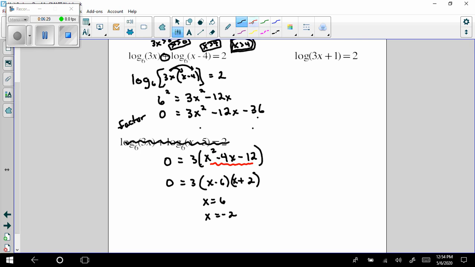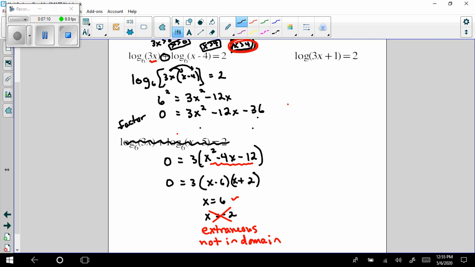So now you go back and look at your domain. Remember, x has to be greater than 4. Well, this one works. This one does not. So this one is an extraneous solution. It is not in the domain. Right here, if I say x is equal to negative 2, well, if I plug it in here, I'm going to get log base 6 of negative 6. And remember, the argument has to be greater than 0.